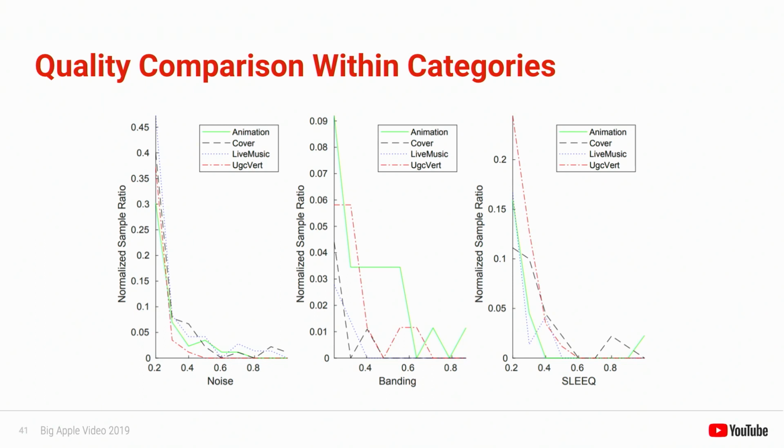For instance, if you look at the green line in the middle graph, you can see that banding artifacts appear to be more prevalent in animation videos. And if you look on the right graph, you can see that the cover song category has a significant number of videos with higher Sleek DMOS scores, indicating that artifacts in natural scenes may be more common in those videos.